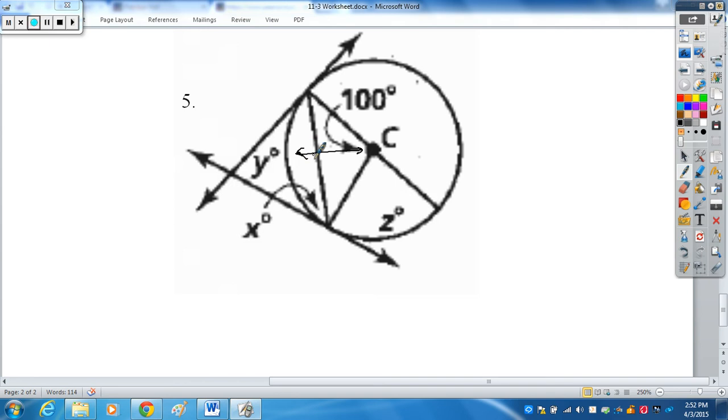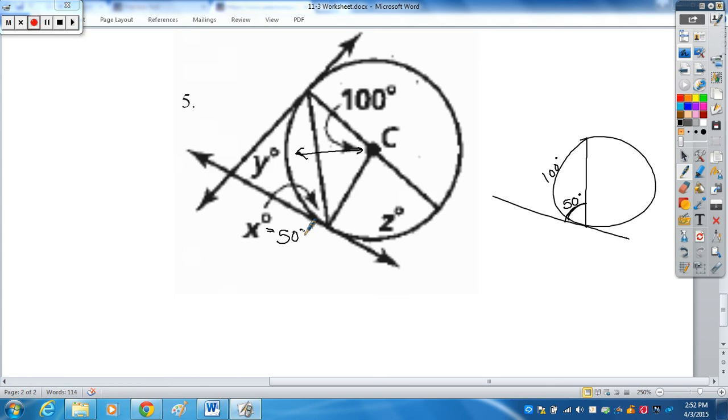Now, in order to find x degrees, I'm going to redraw this picture so I can see everything. And basically we have something like this. Chord, tangent line. Okay? And we know that this arc right here is 100 degrees. So as a result, this angle measure, as we've talked about, has to be 50 degrees. It's half as much. So I know that x is going to be 50 degrees.